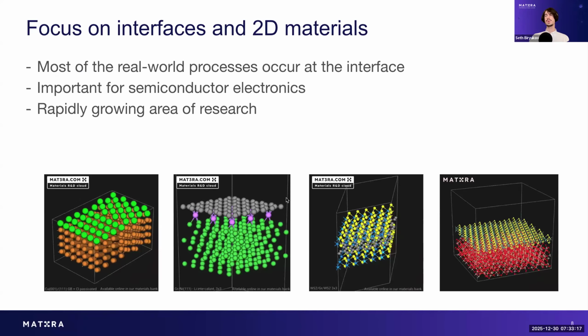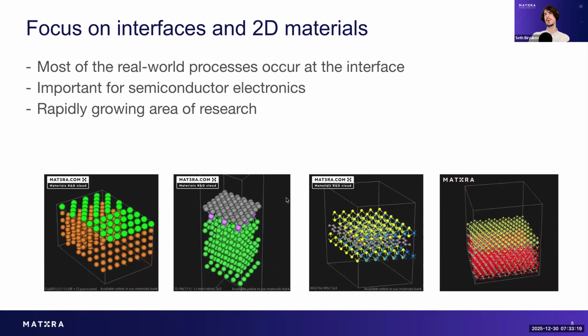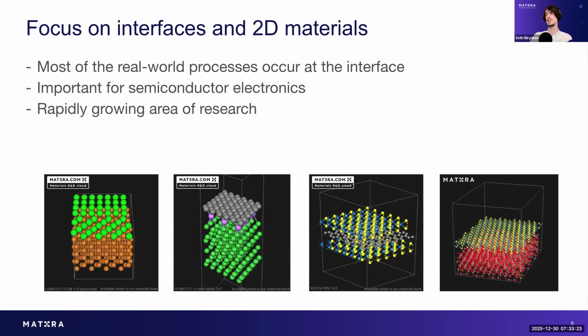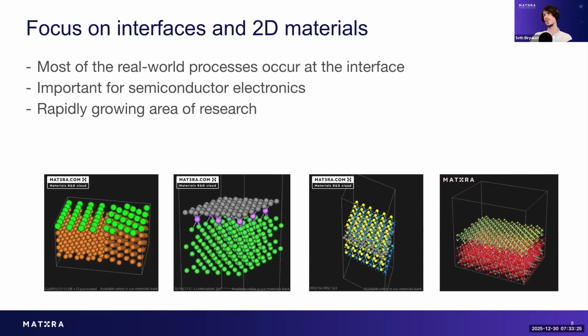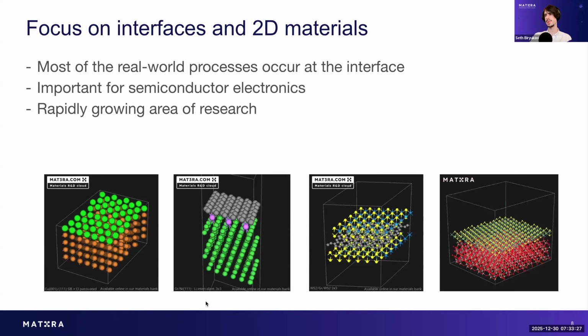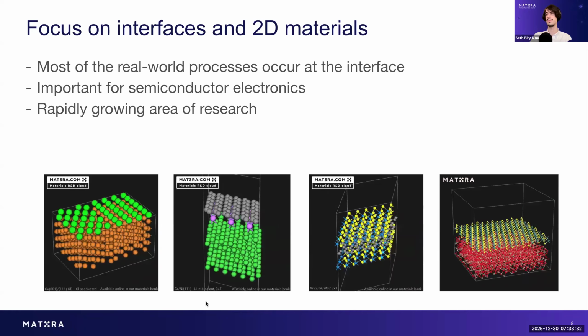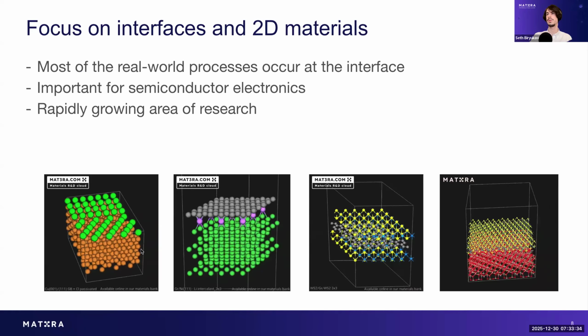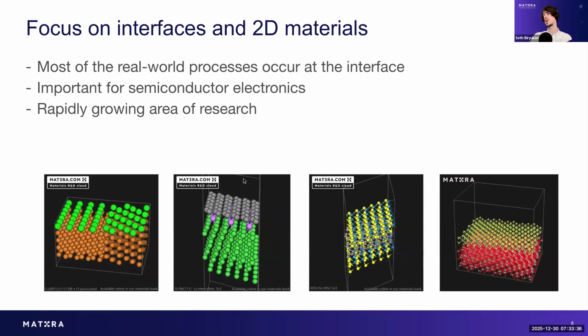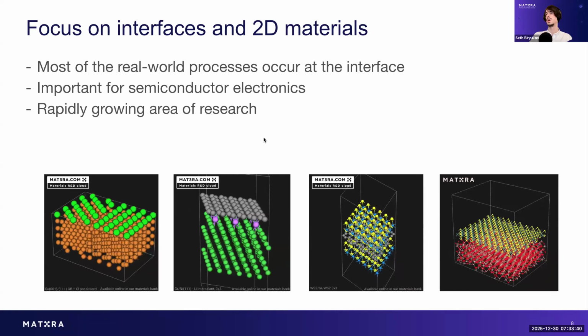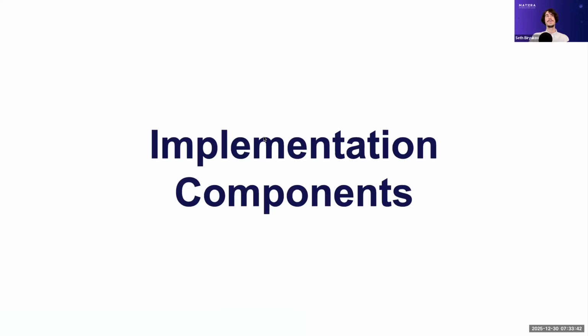And we primarily focus on 2D materials and interfaces because most of the interesting processes occur at the interface, and this is an area of increased interest. Here we can see examples, some of the materials that were created using our platform. So grain boundary with a passivation, intercalated interface, and some other forms of interfaces. Let's take a look at the implementation.